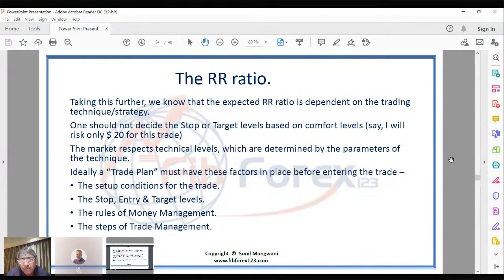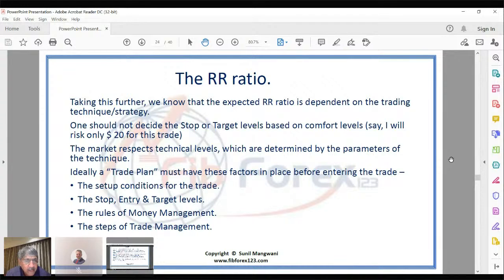Risk to reward ratio is dependent on the trading technique, right? You need to know your risk to reward ratio before you enter the trade, which means you must have a technique. Obviously, if you have a technique, you know where you enter the trade, you know what your possible targets are. Now, I'm saying expected targets. You cannot decide your stop loss or your target levels based on your comfort level. That I'm going to risk only $20 in this trade, or I need to make only $10 on this trade. The market respects technical levels, not your comfort levels, and these are determined by the parameters of your technique.